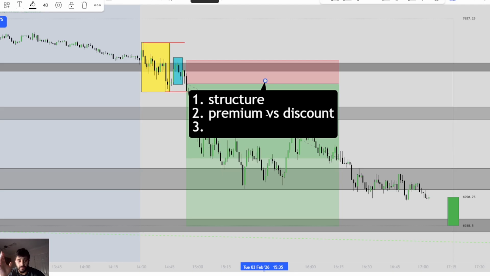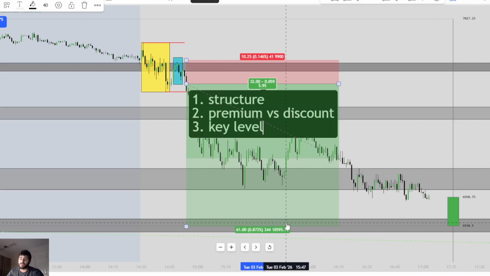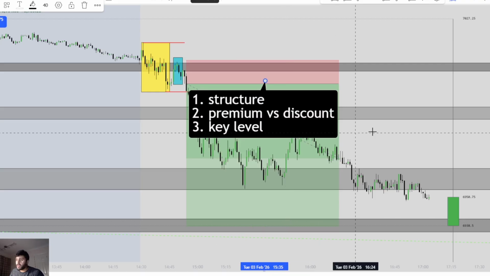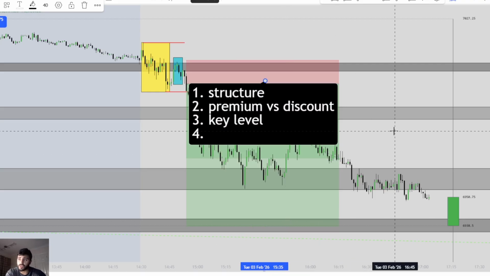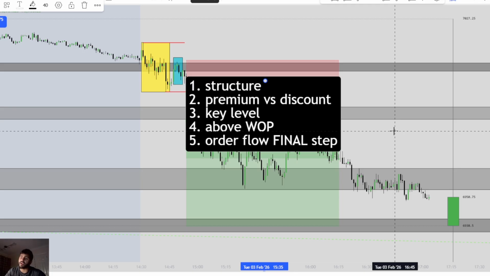The third thing is you have a fair value gap, which then leads to a key level, right? So these gray boxes here, these are my key levels. A quick tip about levels is you don't just want to choose any random fair value gap. You have to choose a fair value gap that's actually backed with the order flow, right? Now, once you have that key level, you then want to ask yourself, where is that key level? Is it above the weekly opening price or is it below the weekly opening price, right? So below the weekly opening price. And the final thing is just using order flow as a final confirmation, right? That's your final step or your final confirmation, right?